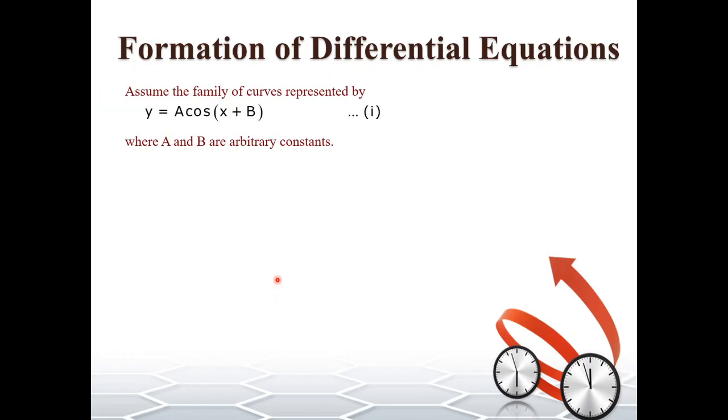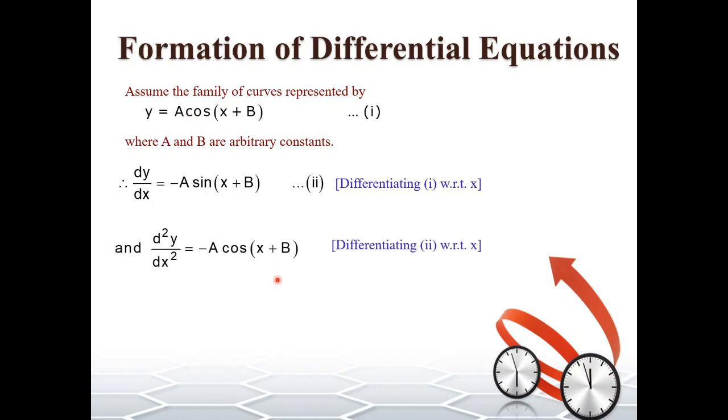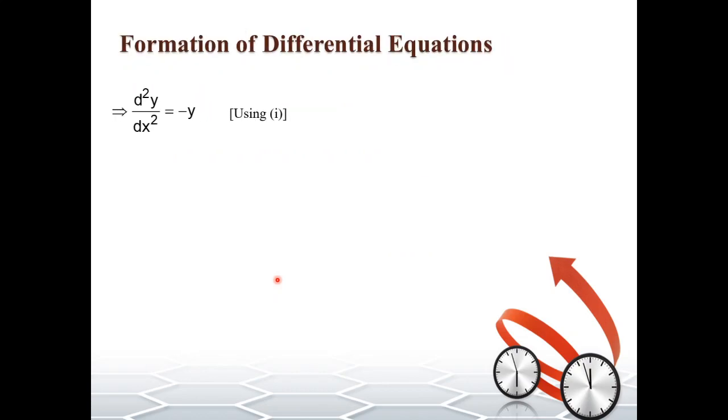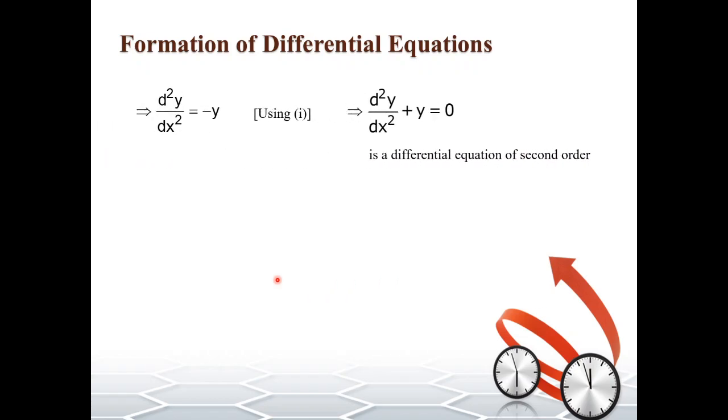Take another example. This is a family of curves which is represented by y is equal to a cos of x plus b. How many constants are there? a as well as b. In the earlier equation, only one constant was there, m, and we tried to eliminate it. Here we will be trying to eliminate a as well as b. So once I differentiate dy by dx, you get the derivative of cosine, which is minus sine. Again you differentiate, you get this value, replace it by y because that is your original function, and accordingly we get the differential equation as d2y by dx square plus y equal to 0.